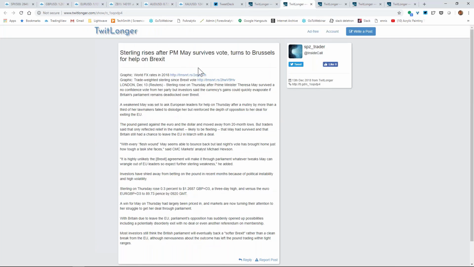Sterling rises after May survives the vote. We've already pretty much touched on all this news, but we did put in here that the pound gained against the euro and the dollar moved away from the 20-month lows. But traders said that only reflected relief in the market. It's highly unlikely the Brexit agreement will make it through Parliament, whatever tweaks May can wrangle out of the EU leaders. A win for May on Thursday had largely been priced in, and markets are now turning their attention to her struggle to get the deal through Parliament. Most investors still think the British Parliament will eventually back a softer Brexit rather than a clean break from the EU, although nervousness about the outcome has left the pound trading within tight ranges.